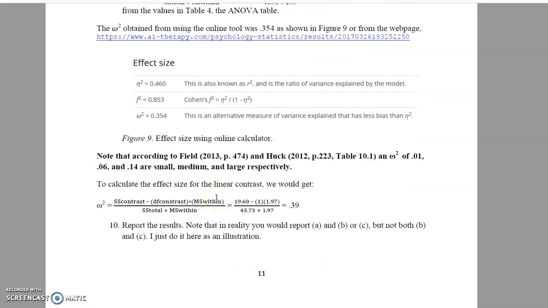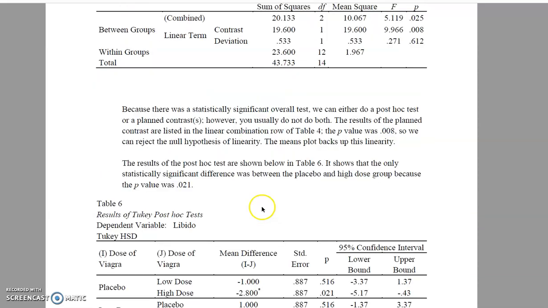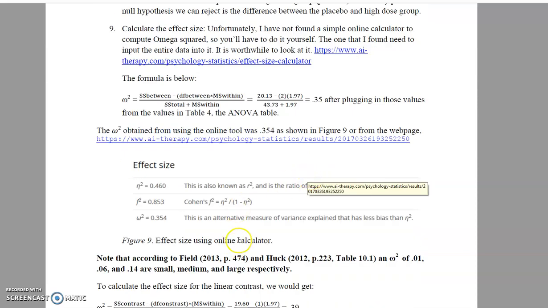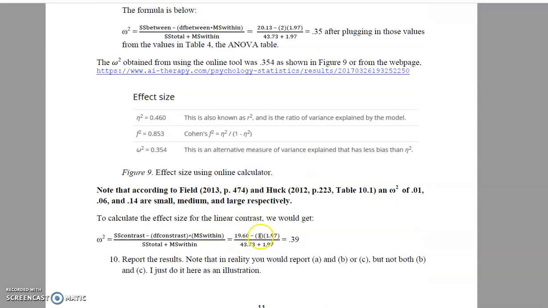Now, if you are a math person, or even if you're not a math person and you actually want to do it, just do the calculation. I give you the formula here, which is SS contrast minus parentheses DF contrast times MS within, and then divided by this. So where are these values coming from? These values are coming from this table. Sum of squares is the SS contrast, which is this value. Then you have your mean square and degrees of freedom. So if you look at this one, this is where it is coming from. The degrees of freedom was 1.